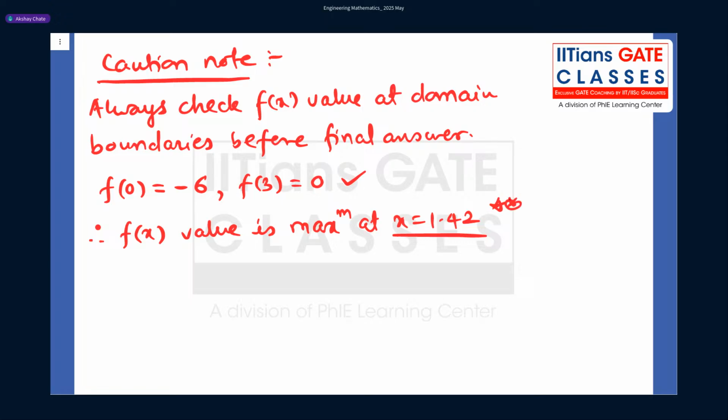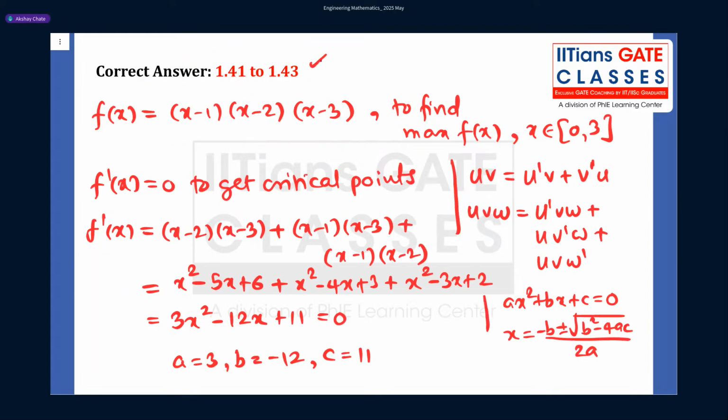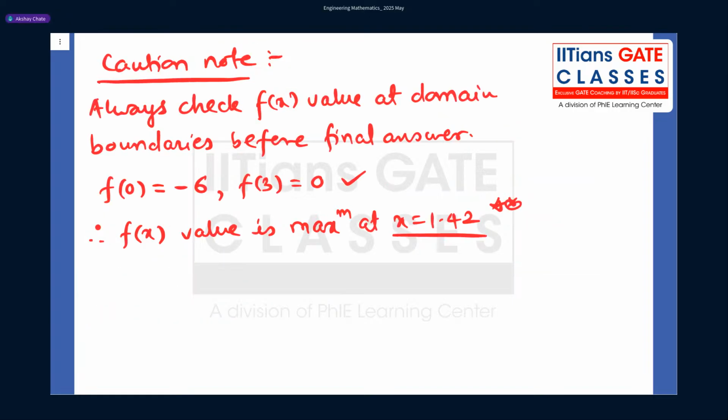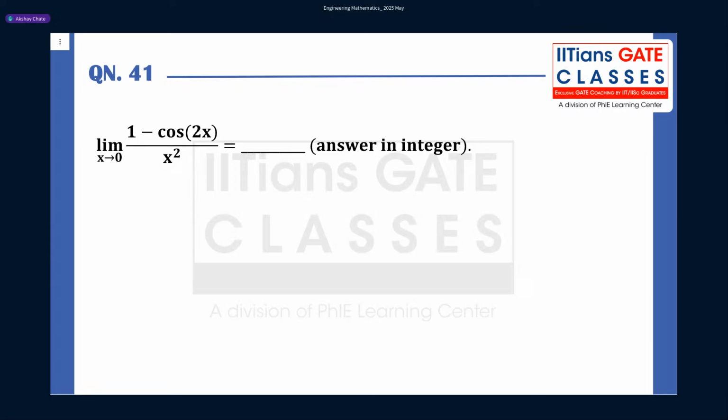This was your answer. In some questions, they will ask you to find the value of the function at 1.42. Nothing to worry. You just have to put 1.42 in the function definition and you will get the answer. So yeah, the answer is 1.42. This is how you should solve these types of questions. Okay, standard form of question. Just make sure you don't commit the mistake of not checking at the boundaries. Many times students forget that part. In this question, it did not cost you anything, but in other cases, it is very painful if you miss that part. Anyway, let's go to the next question, which is question number 41.